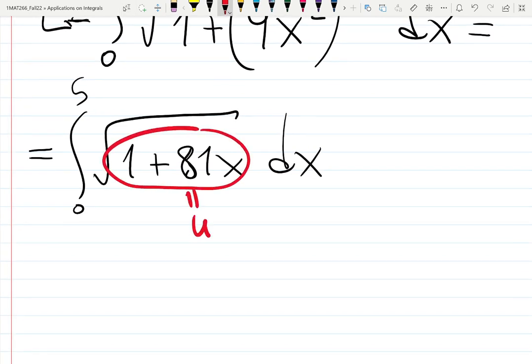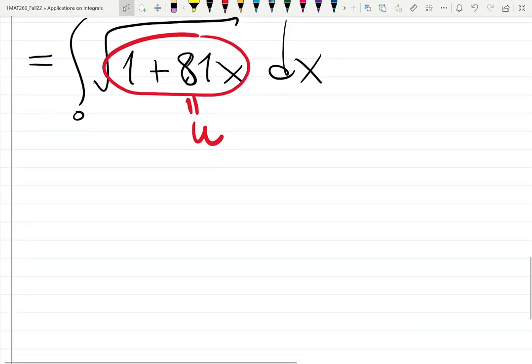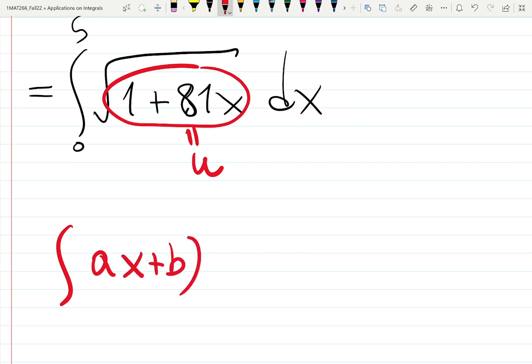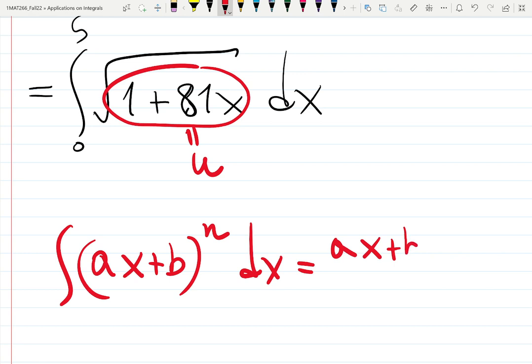This is u-sub. Do you want to do the whole u-sub or the shortcut? There's a shortcut if you don't remember. I will show you the shortcut, but you can perform u-sub while I'm showing you the shortcut. The shortcut says if you have an integral of (ax plus b) to the n, just make sure n is not minus 1. Then the u-sub shortcut says just use the power rule. So n plus 1 over n plus 1.